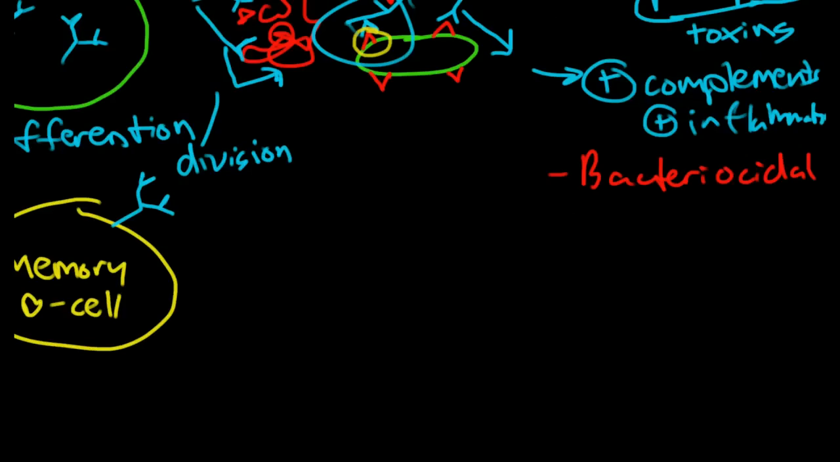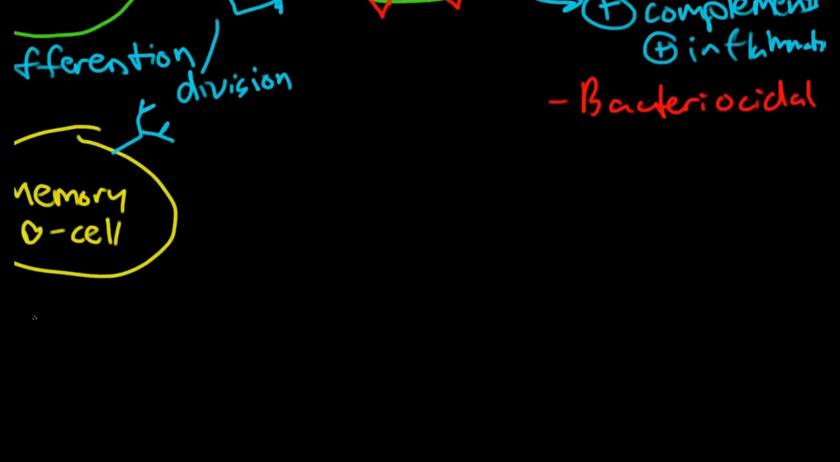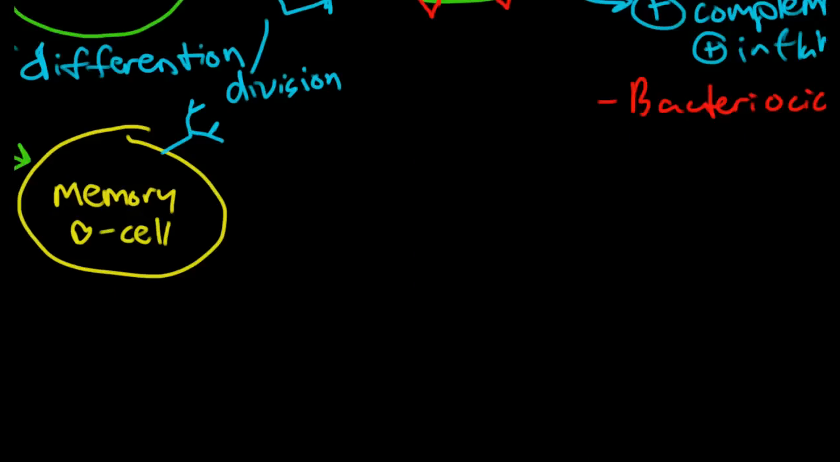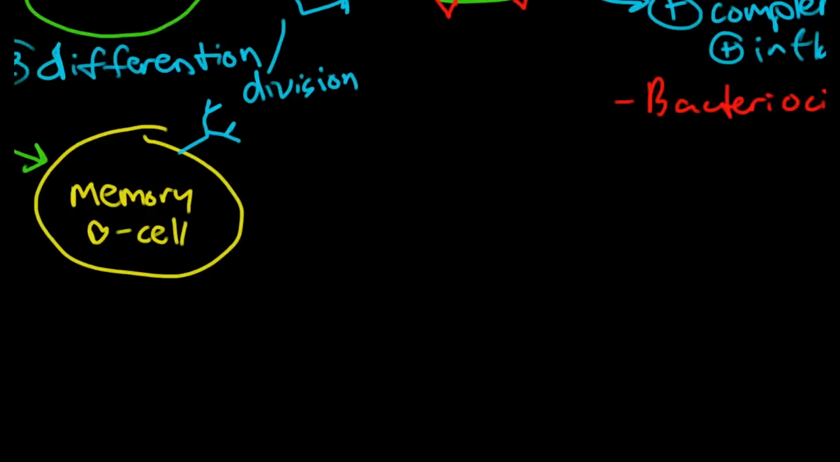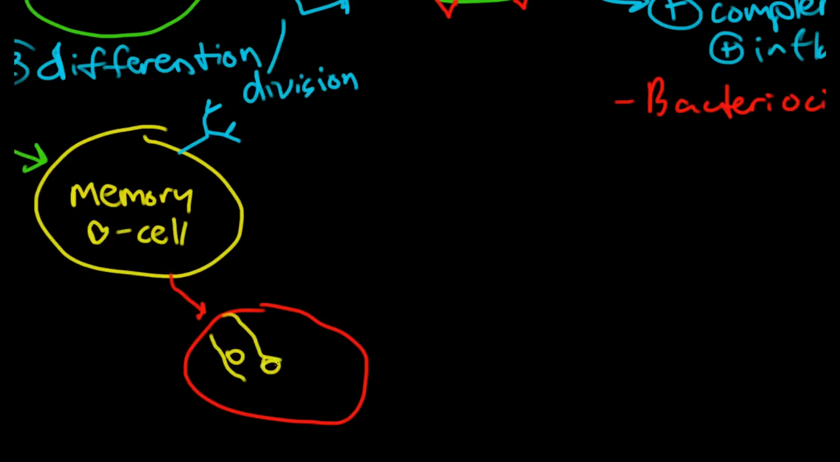Okay, so let's talk a little bit about the memory B cells. The B cells get activated and they differentiate into plasma cells and memory B cells, and then the memory B cells just go off to a lymph node somewhere and just happily live there within the lymph vessels, just awaiting. Now, what's the advantage of that?